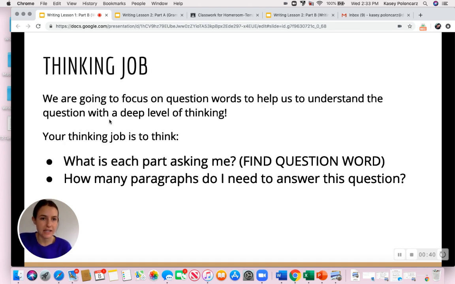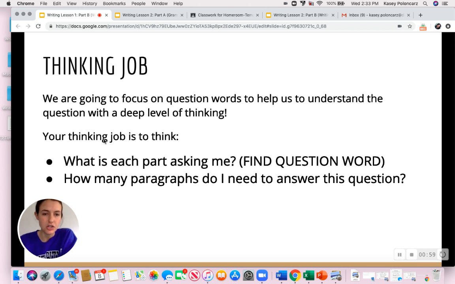When we're planning an answer, it's really important that we're focusing on the question words to help us understand the level of thinking that's required to answer the question. A lot of times in second grade, we'll get a question and we need to focus in on the question to really figure out what the question's asking us.